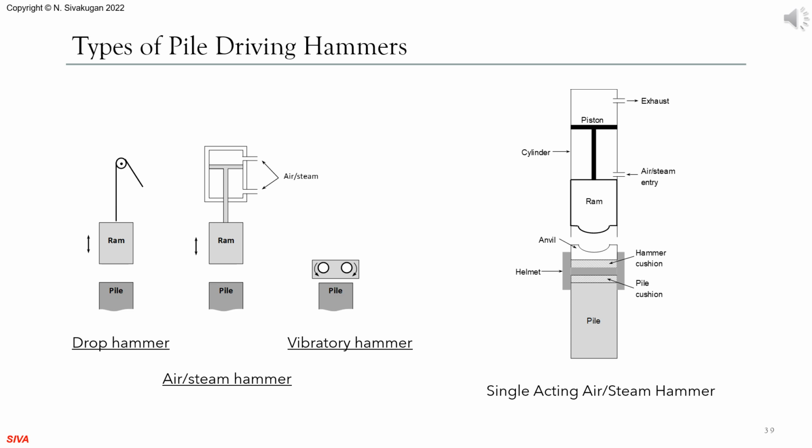On the right, we have shown the components of a standard pile driving hammer. The pile cushion is to protect the pile and the hammer cushion protects the hammer. The helmet holds the pile in position and aligned to receive the hammer blow.